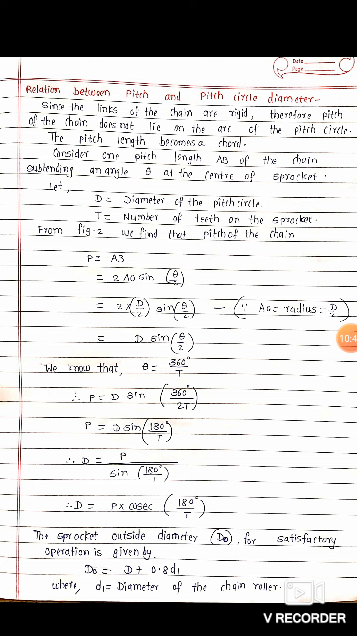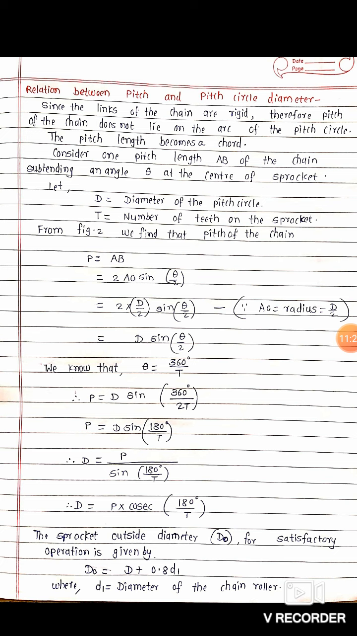The sprocket outside diameter, that is DO, for satisfactory operation is given by an empirical equation. This empirical equation is found by using practical experience. So DO is equal to the pitch circle diameter D plus 0.8 into the diameter of the chain roller, which is represented by D1. Therefore DO is equal to D plus 0.8 into D1. This is the relation between pitch and pitch circle diameter.